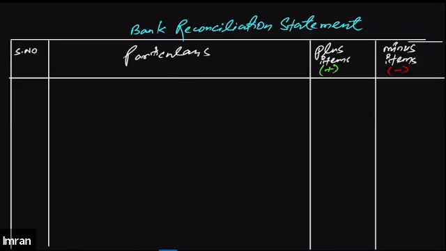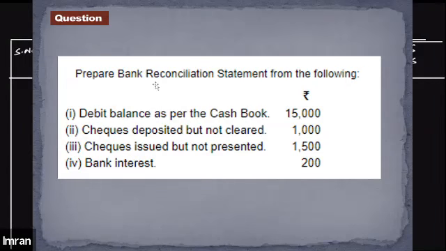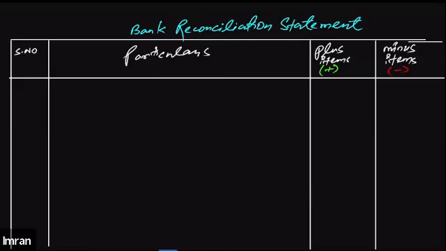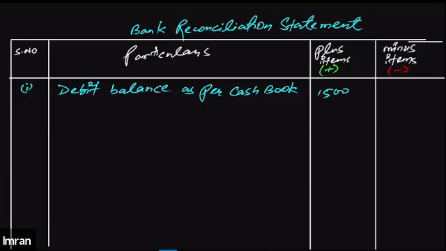Okay, now see, the first thing that is given in the question says we have a debit balance as per cash book. So debit balance as per cash book basically means we have a positive balance in the cash book of rupees 15,000. So the first thing that we'll do, we'll write it as serial number one, debit balance as per cash book. This is given at rupees 15,000.